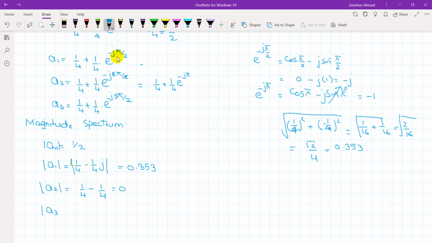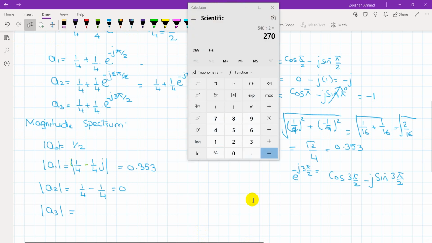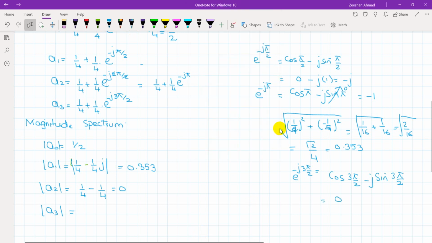Similarly, a of 3 magnitude will be equal to, now what is e power minus j 3 pi by 2? Cosine 3 pi by 2 minus j sine 3 pi by 2 here. So 3 pi by 2 means it's like 270. So cosine 270 will be equal to 0 minus j, and sine 270 is minus 1 here. So it means I will get j here.